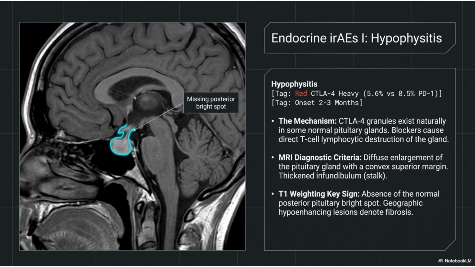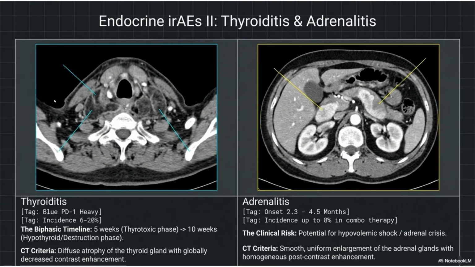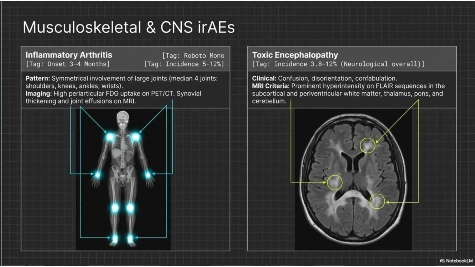Hypophysitis is the main endocrine irAE. MRI criteria include diffuse enlargement of the pituitary gland and absence of the normal posterior pituitary bright spot on T1 weighting. Other endocrine irAEs include thyroiditis, which follows a biphasic timeline, and adrenalitis, presenting as smooth, uniform enlargement of the adrenal glands. Adrenalitis poses a clinical risk for hypovolemic or adrenal crisis.